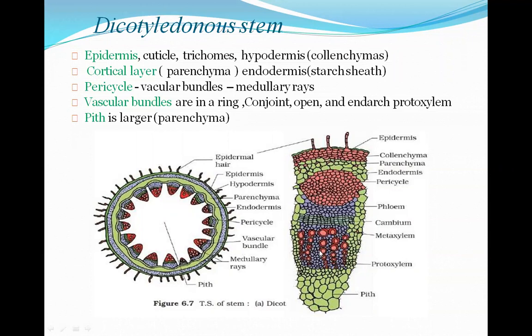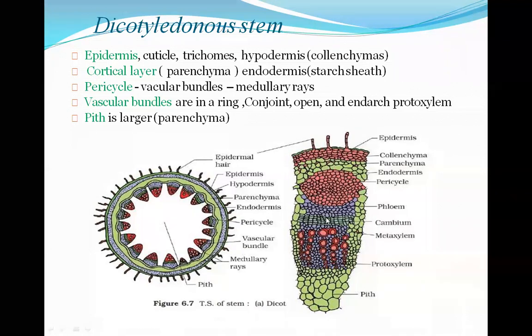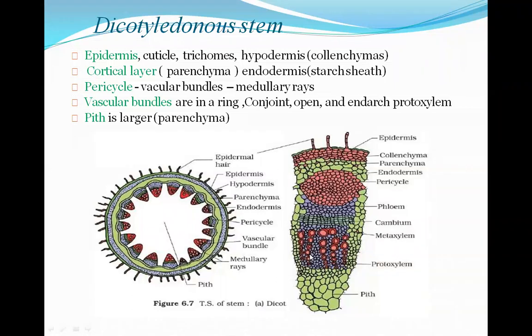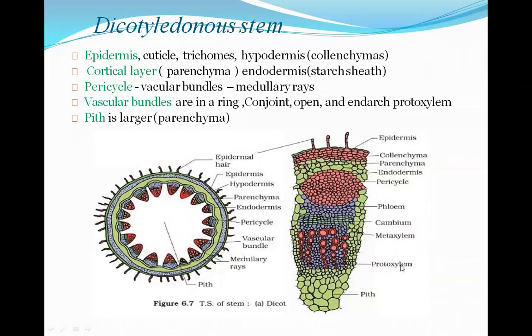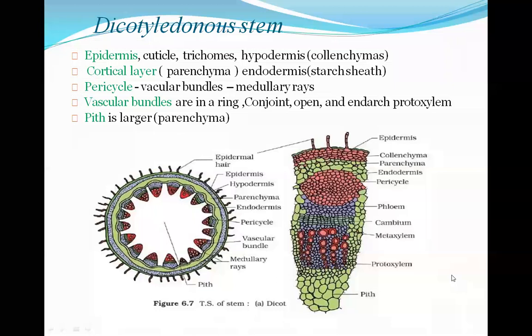They are conjoint open because there is a presence of a cambium in between the xylem and the phloem, right? Then there will be the presence of the endarch protoxylem. That means nearby to the cambium, starting from the pith, the first thing that comes is the protoxylem, and after that the metaxylem is present. For this reason, this is known as the endarch protoxylem.